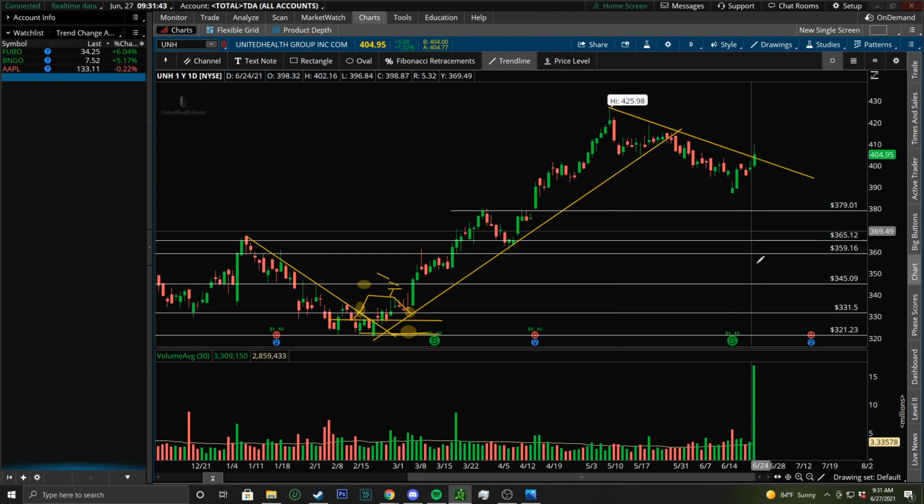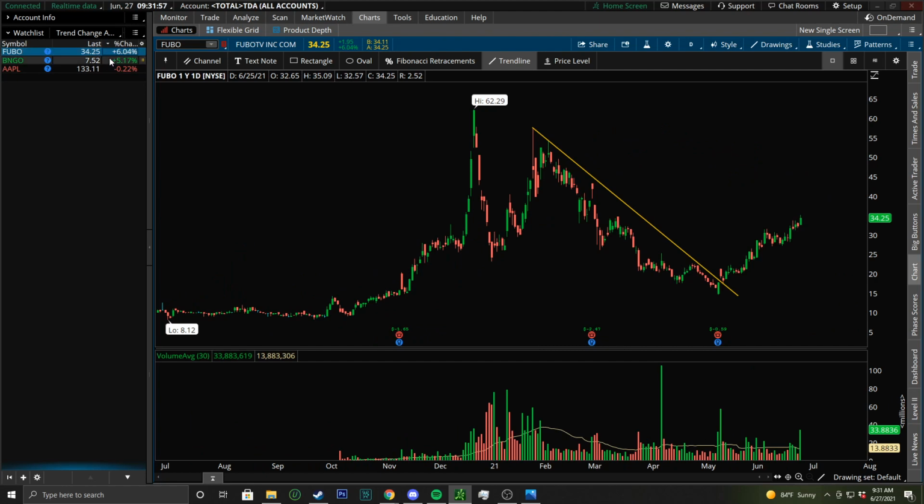And now you can see, if this doesn't end up closing over or pushing over, you can expect UNH to continue downwards again, because now it's the opposite of when it was breaking from down here. Now it's doing the opposite. Now it's doing it over here. But let's look at some other ones that aren't as developed just before I end this.